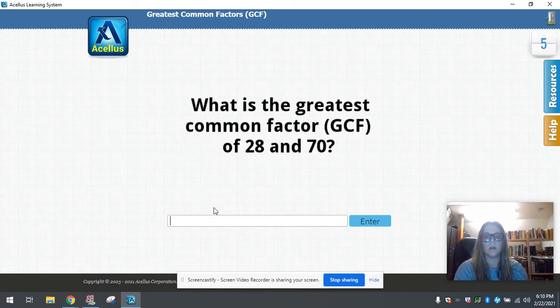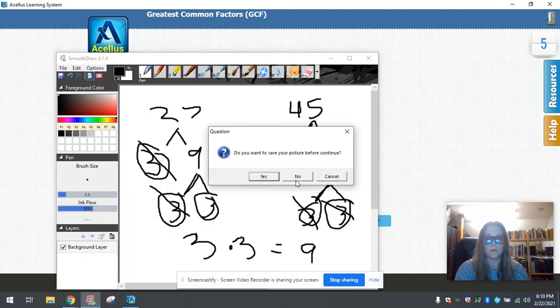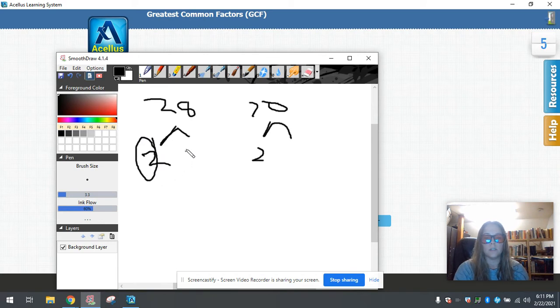Okay, what's the greatest common factor of 28 and 70? 28, 70. They're both even numbers, so off the top of my head, I'm probably going to divide them both by 2 to begin with. But we'll do one at a time. I'm getting ahead of myself. 28 divided by 2 is 14. 14 is an even number, therefore I can divide it by 2. Circling my primes as I go. 14 divided by 2 is 7. 7 is a prime number.